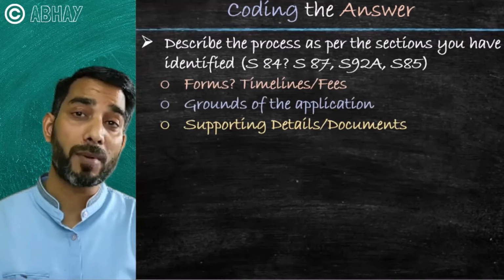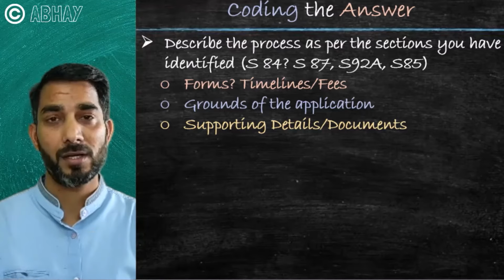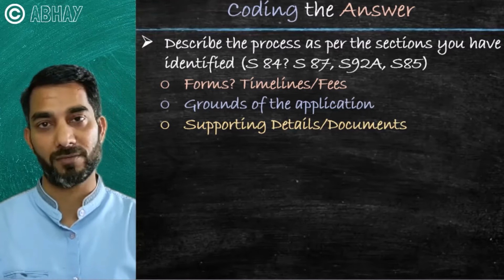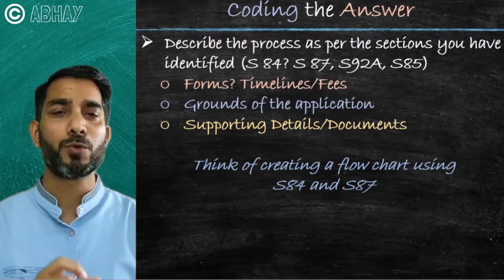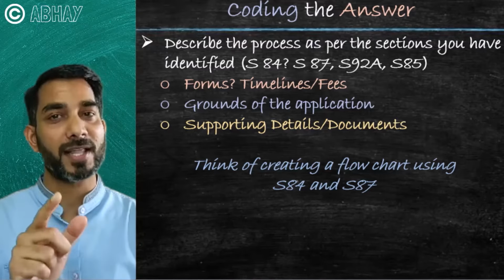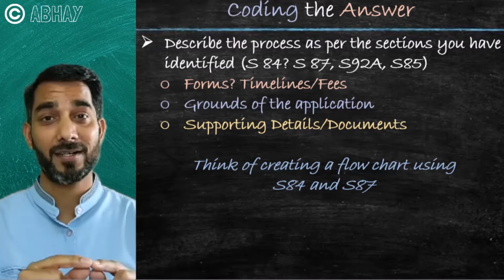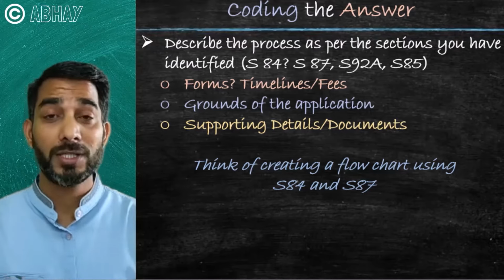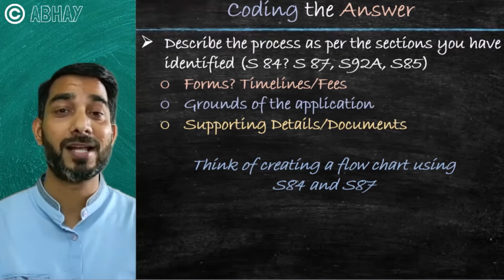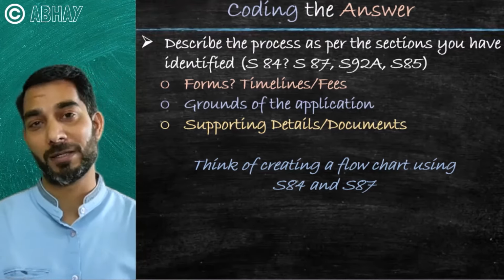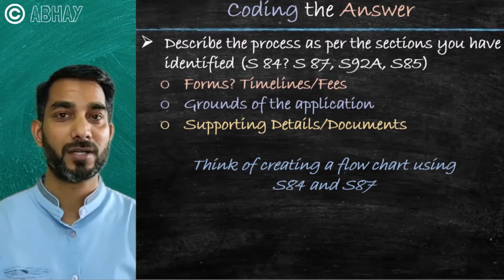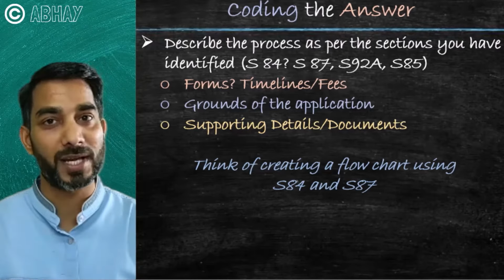Now you should talk about forms, timelines, fees, grounds for the application that you have made, and what supporting documents you have. I would urge you to make a flow chart for section 84 and 87. In fact, that should be your homework. You should create the flow chart on your own so that you know what the timelines, grounds, and steps are and how the process flows at the patent office. It will help you to recall the process and procedure immediately, and you can use that while responding to the question.